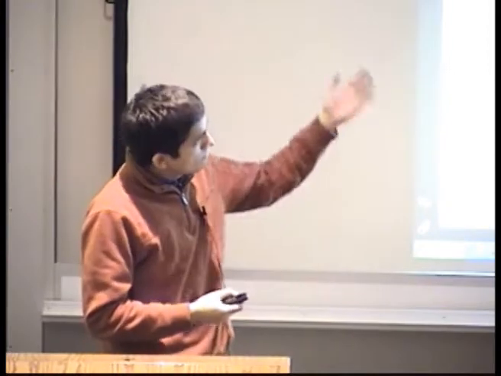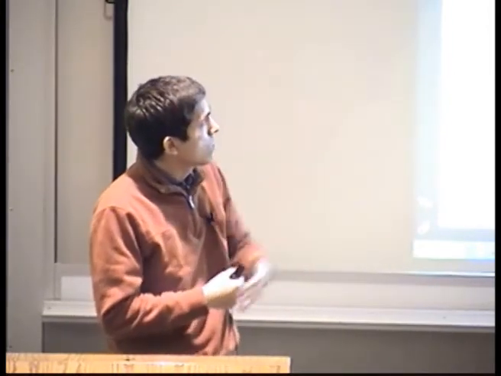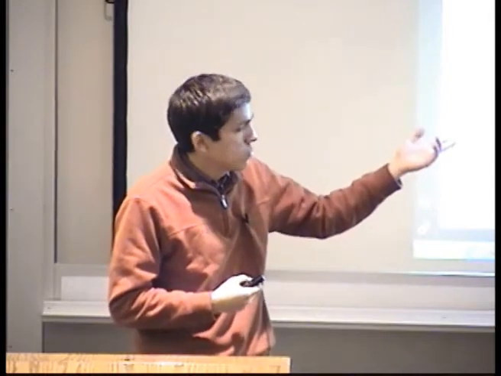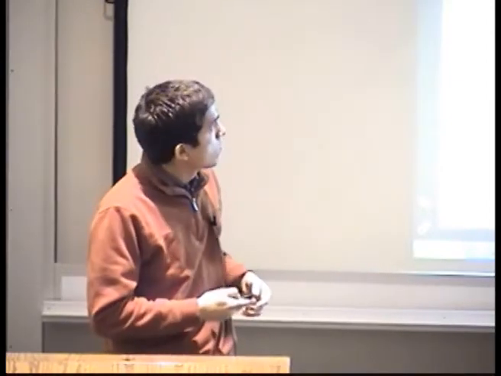The advantage is what I mentioned. In a single channel network, for example, if the node in the middle wants to transmit to the second node, first it needs to receive, and after that transmission is finished, it can start the transmission to the second node. By using multiple channels, the node in the middle could be receiving information from the first node, and at the same time it could be transmitting information to the second node. Of course, here we need to use two different interfaces and two orthogonal channels to make this possible.